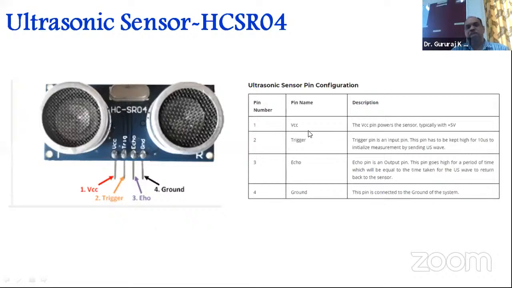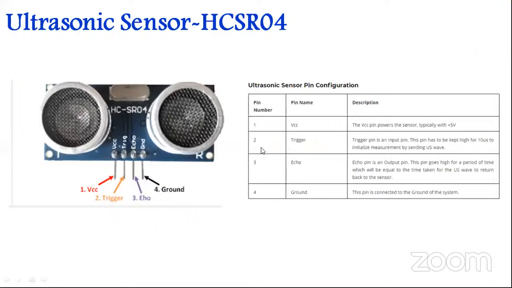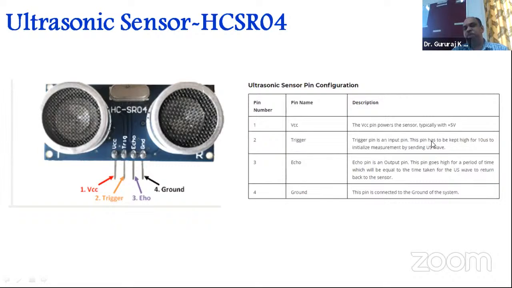Pin number 1 will be VCC, that is the power supply. Pin number 2 has to be connected to the trigger pin, which is an input pin. This pin has to be kept high for 10 microseconds to initiate measurement by sending the ultrasonic wave signals. Similarly, echo will be the output pin. Sorry, I had it reversed. Echo will transmit the signals and trigger will receive the signals. So this pin will be high for a particular period of time so that it will send the ultrasonic signals, and it has to get the signals back.